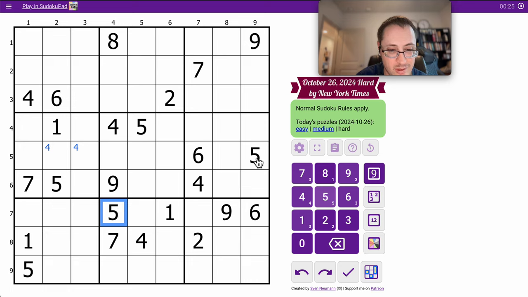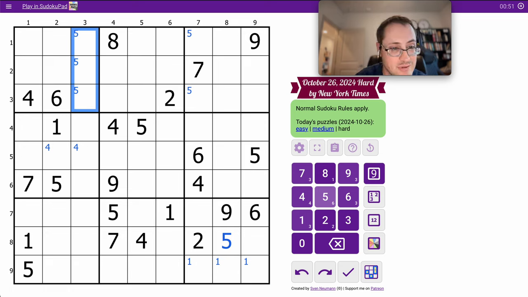In the bottom, one, two, oh, there are three fives looking into box nine. So I can place it. That's five and that five. Now follow up in column seven, where I can place a one. That's all I get.